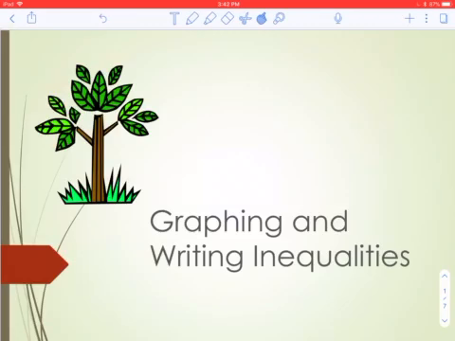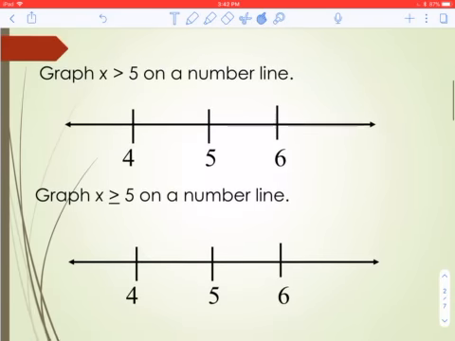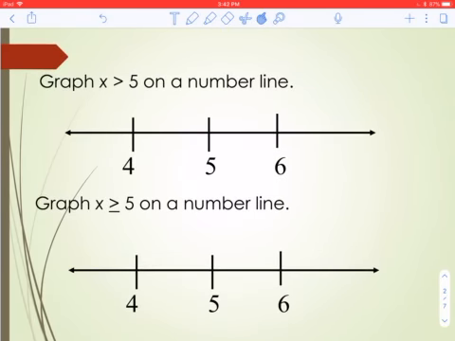We're going to be solving inequalities soon. So before we get into solving inequalities, we're going to review how to graph inequalities. This is something that you probably had done last year, so we're just going to do a little refresher lesson. When we graph an inequality, we have four options: greater than, less than, greater than or equal to, and less than or equal to. So this first one we are graphing is x is greater than 5.